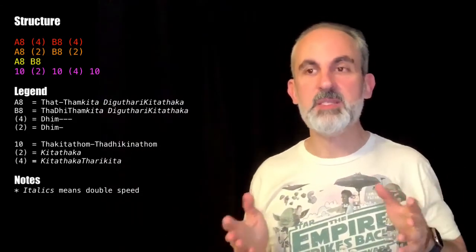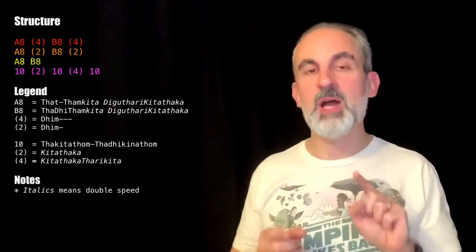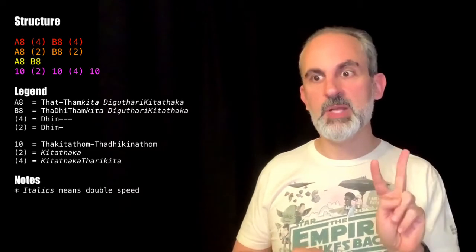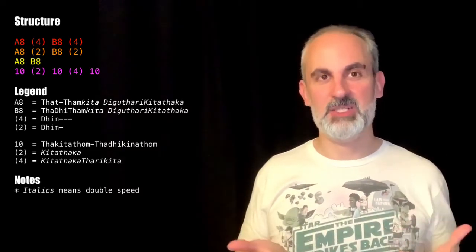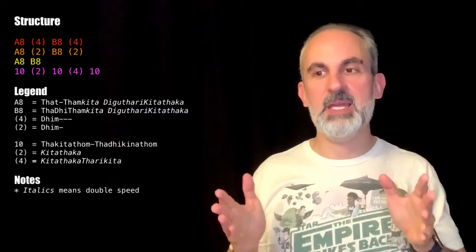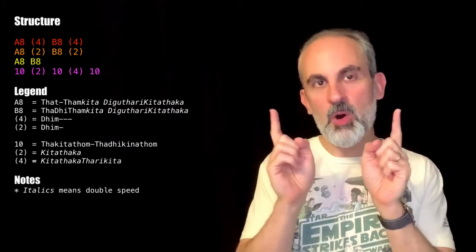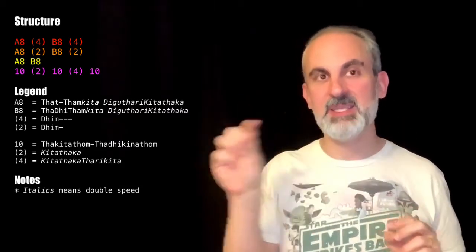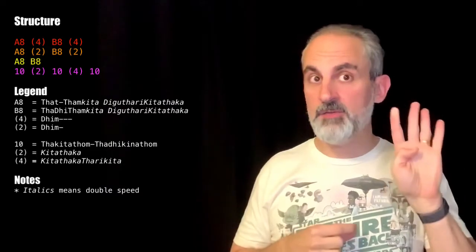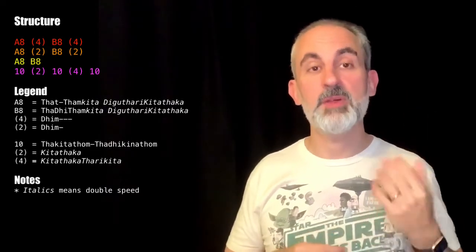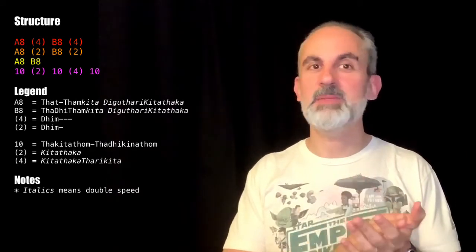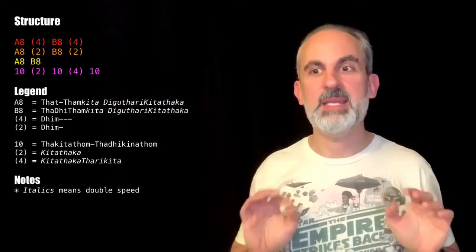In the orange line, you see that we also have A8, but this time we have a shorter gap of only 2. So it's A8, 2 gap, B8, 2 gap. That is a classic reduction that we are seeing, because these 2 phrases, A and B8, they remain the same, but then the pauses between them start to shrink. And in the second orange line, the gaps go from having a value of 4 to a value of 2. Then on the third line, the yellow line, there are no gaps. It's only That-Thamkita DiguthariKitathaka without any gaps in between.